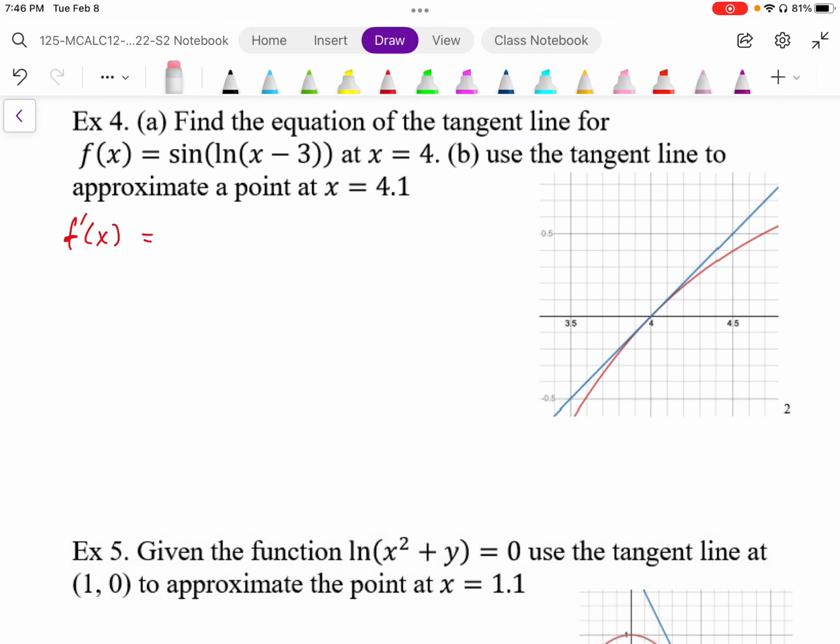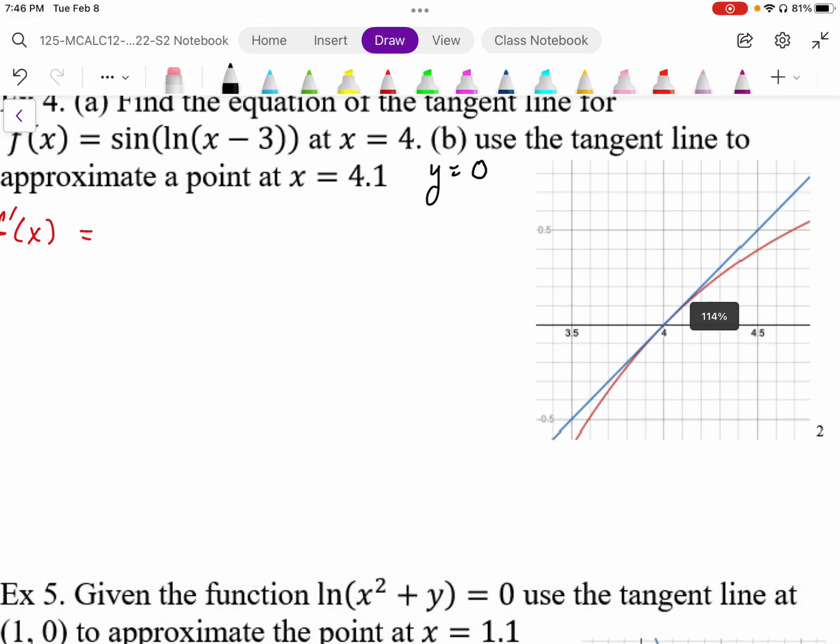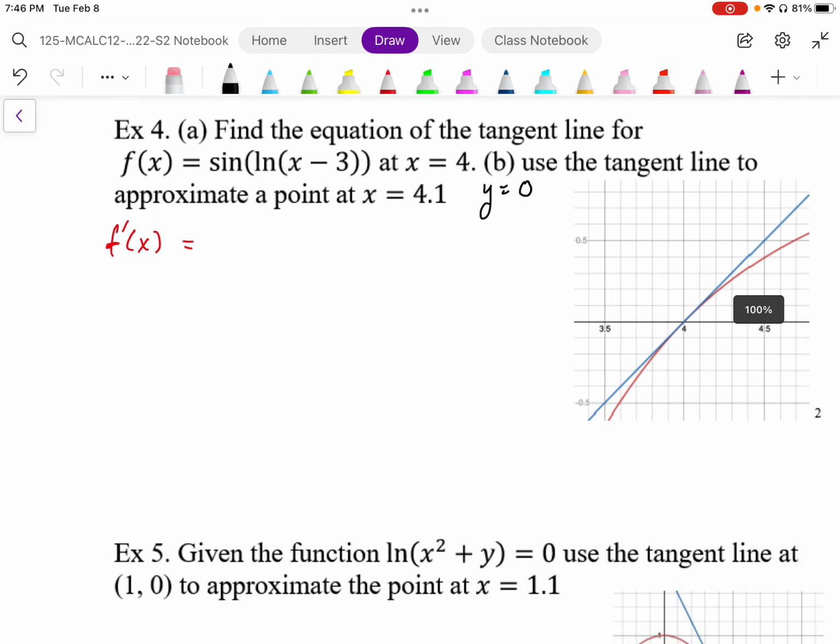Okay, so we want the equation of the tangent line. To do that, we need an x and y coordinate. I've been given x. So calculating y, when I plug in 4 into this equation, I get the sine of the log of 4 minus 3, or log of 1. Log of 1 is equal to 0, and sine 0 is equal to 0. So I know my coordinates are (4, 0), and again, my graph actually confirms that. So that's the point of tangency.